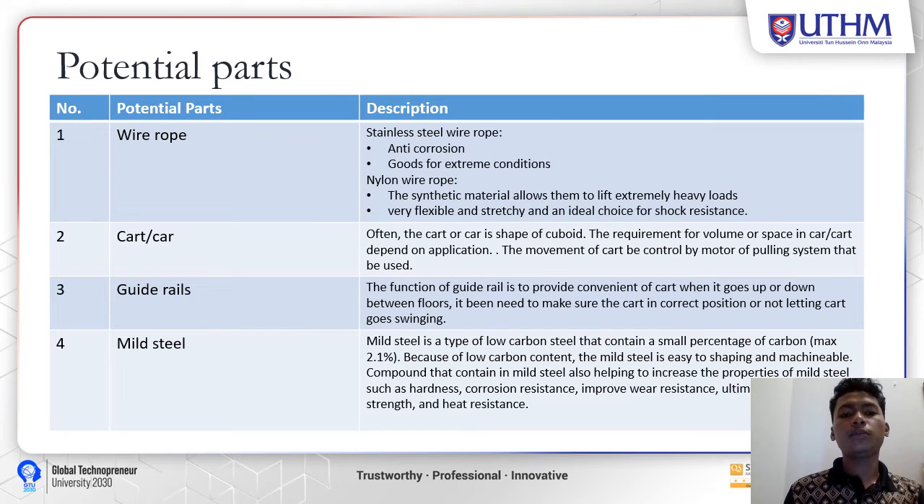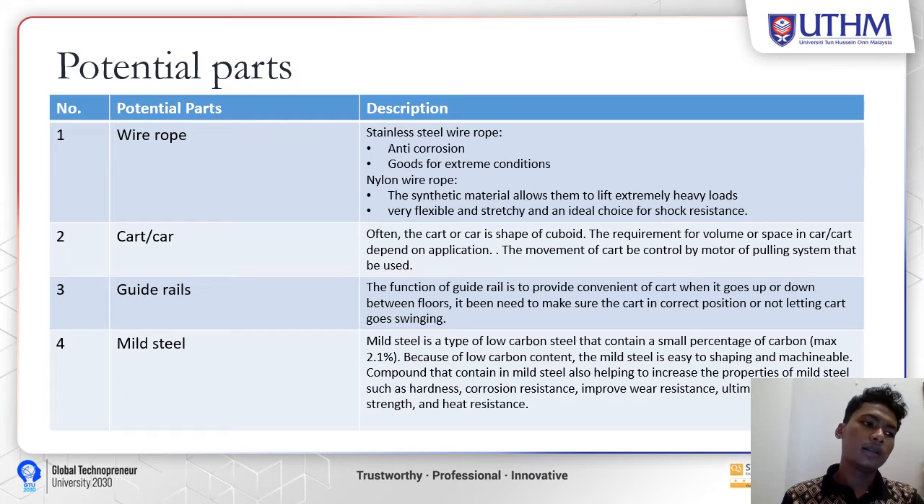Second, potential parts. There are 16 potential parts where we gathered the information. First is wire rope. For the wire rope we considered stainless steel wire rope and nylon wire rope, where these two types have high tension properties.